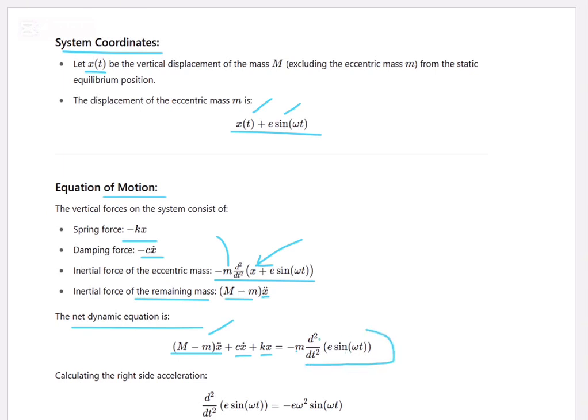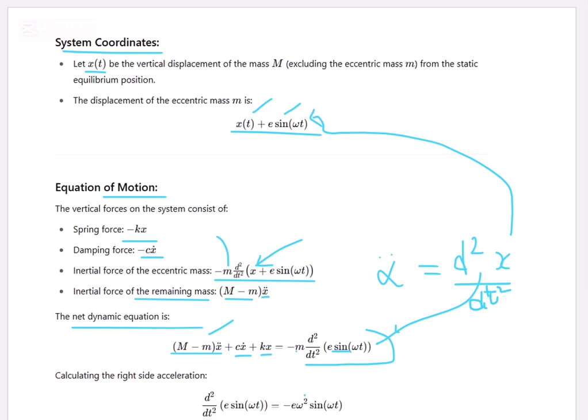If you differentiate displacement two times, you get the acceleration. That's why d squared x by dt squared is acceleration. How do you define it? The rate of change of displacement is velocity, and the rate of change of velocity is acceleration. That's why this value comes like this. x is the displacement of that small mass.